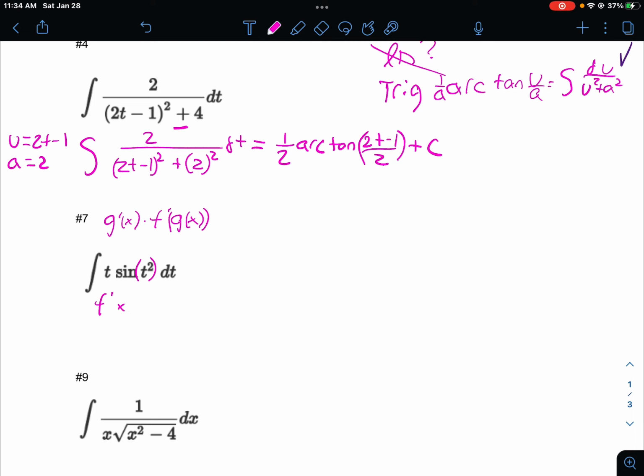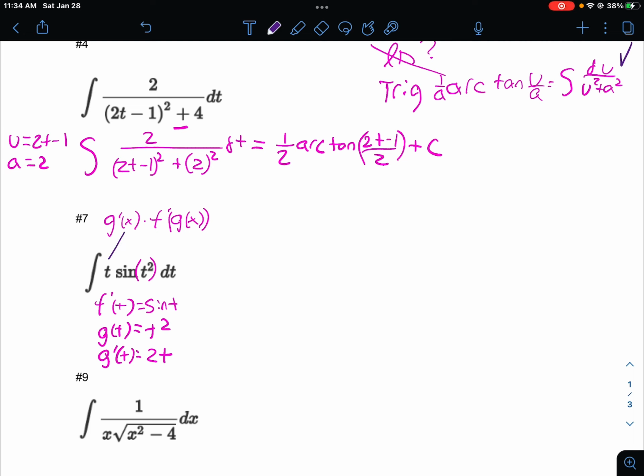Let me make that a t just so it's not confusing with the change of variables. F prime of t is sine of t. That's the outside function. The inside function is t squared. G of t is t squared. Well, g prime of t is 2t. So let's see if it fits this form. So I need to have g prime. G prime is 2t. All I have in front is t.